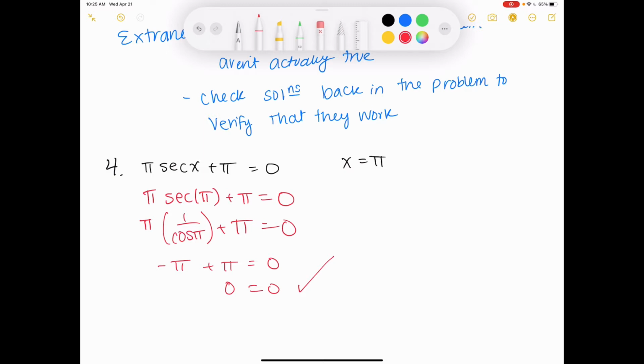So if it was not equal to 0, it would not be an extraneous solution. Correct. Okay, so you can just put a check in that equals extraneous solution. You can just know that.